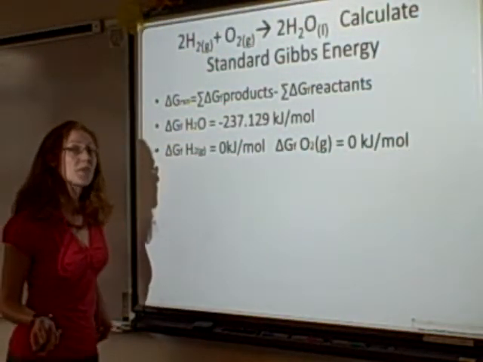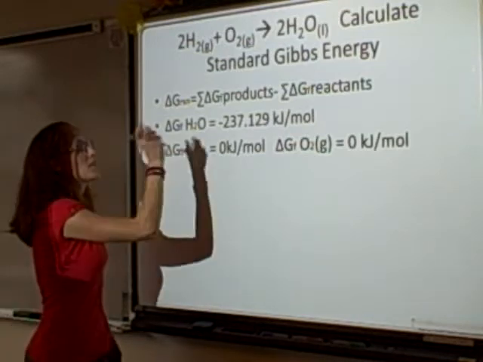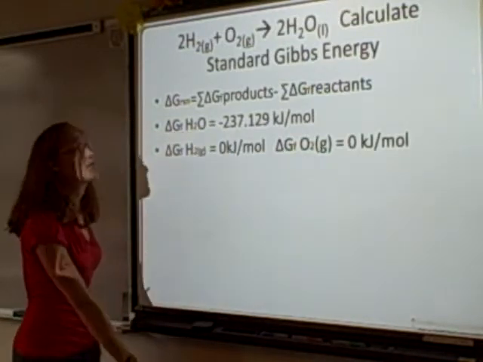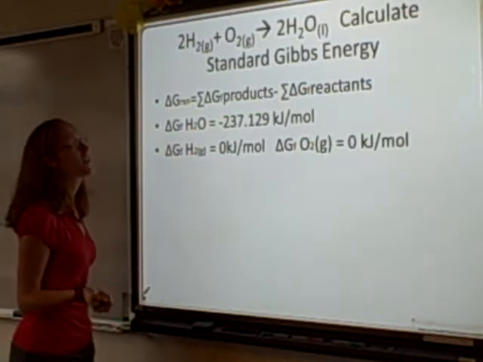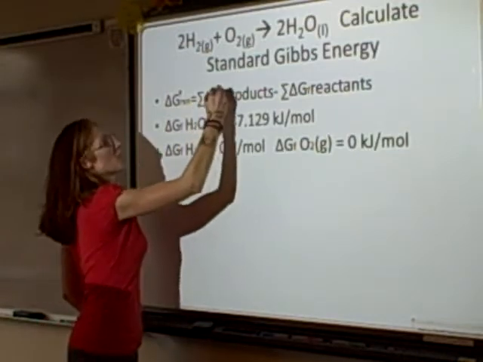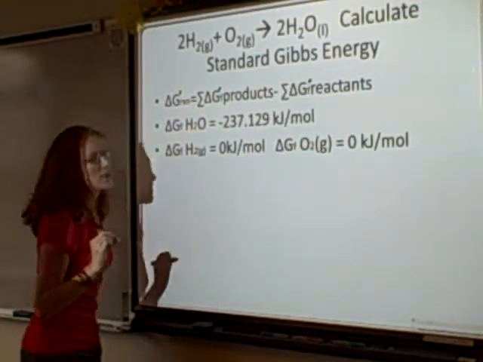The second way you can solve for Gibbs of reaction is to take the Gibbs of formation of the products and subtract the Gibbs of formation of the reactants, just like we did with the enthalpies of formation. And the difference between the two is the Gibbs of the reaction. And these are all standard conditions, so I'll go ahead and do that.